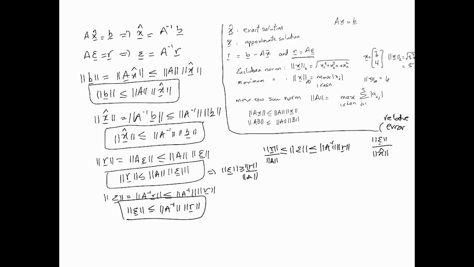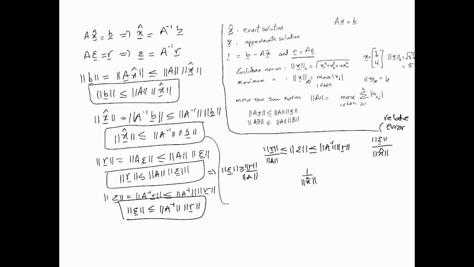Now, in a similar way, if I now try to look at 1 over x, this requires a little bit of manipulation. Where do we see x hat? Well, we see it here and here. This one tells me that x hat is less than or equal to A inverse B, which means that 1 over x hat is going to be what?